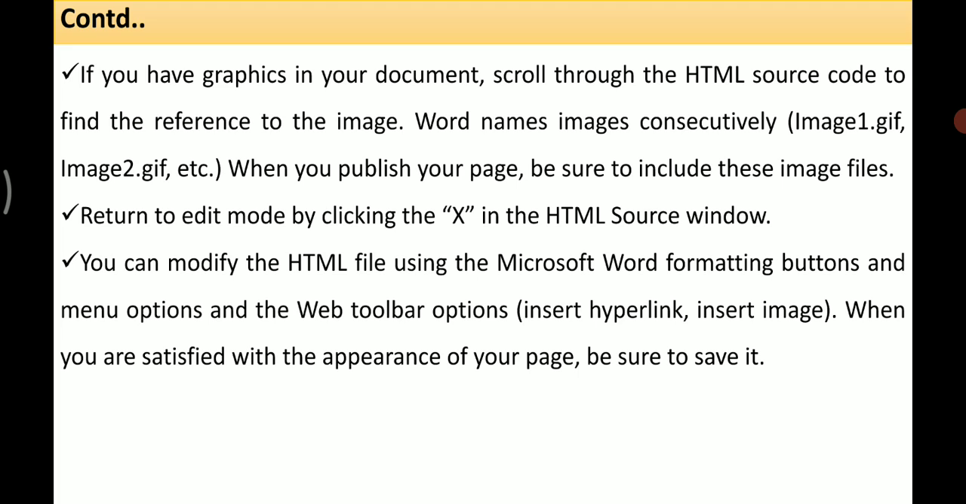Then you return to the edit mode by clicking the X in the HTML source code. You can modify the HTML file using the Microsoft Word formatting buttons and menu options and the web toolbar options, like insert hyperlink or insert image. When you are satisfied with the appearance of your page, make sure that you save it.